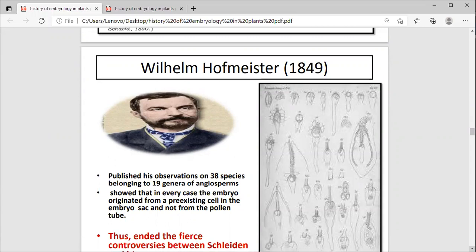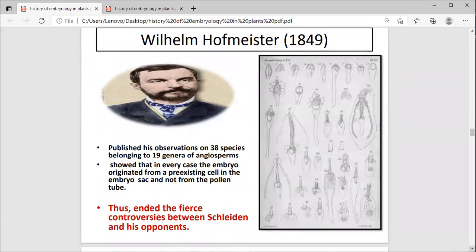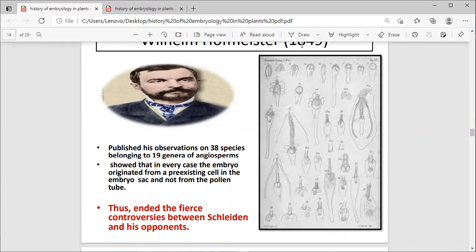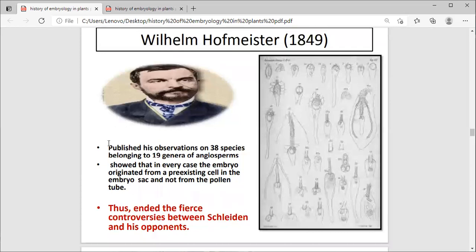You know that Hofmeister is the scientist who derived the term tissue culture. So from this, in 1849, the tissue culture branch arises. He isolated the meristematic cell and planted it in artificial media. He observed that there is a formation of callus. So that's the scientist here, Hofmeister. He also studied and observed 38 species belonging to 19 genera of angiosperms.